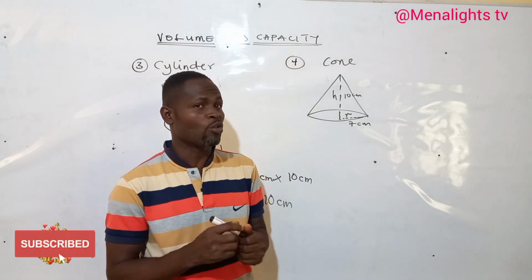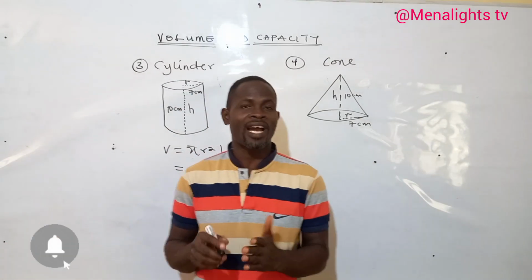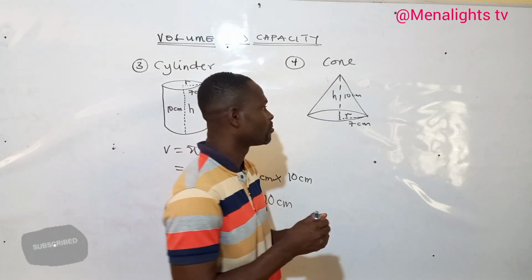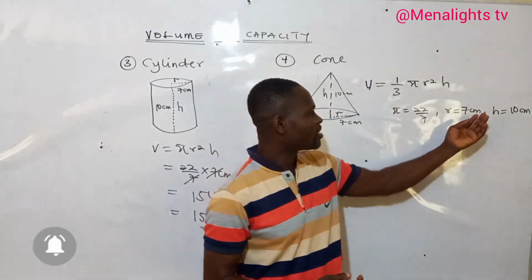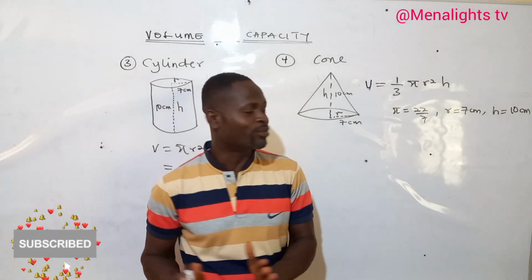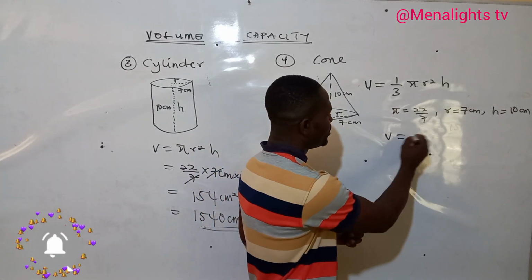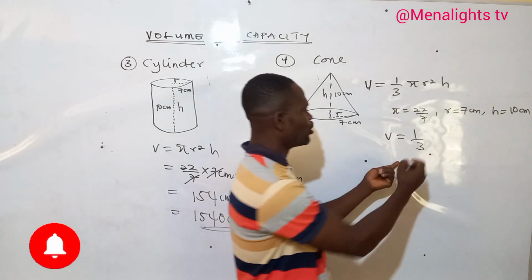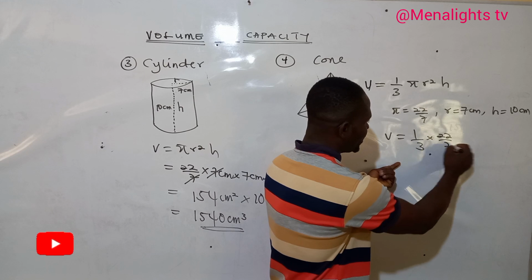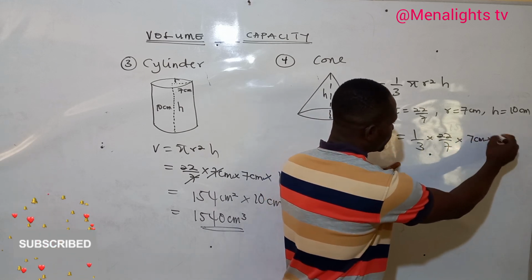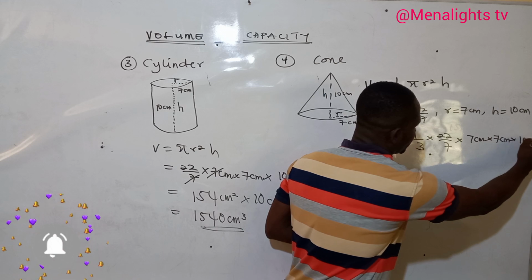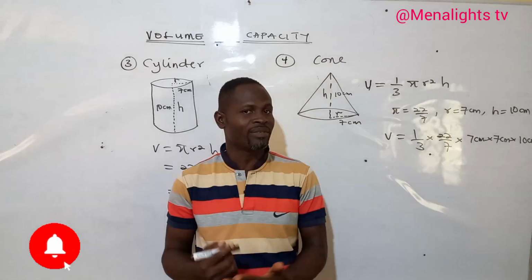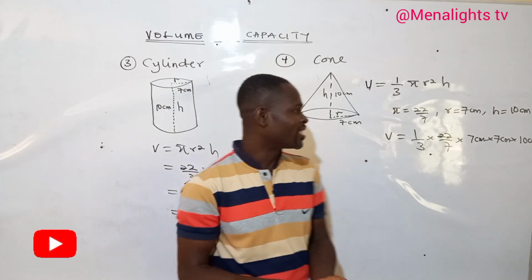Now we come to the cone. For us to find the volume of a cone, we use the formula 1/3 of pi radius squared h. The pi is 22 over 7, the radius is 7 centimeters and the height is 10 centimeters. Now we know that the volume is 1/3 of pi radius squared h. So we have 1/3 of 22 over 7 times 7 centimeters times 7 centimeters times 10 centimeters.